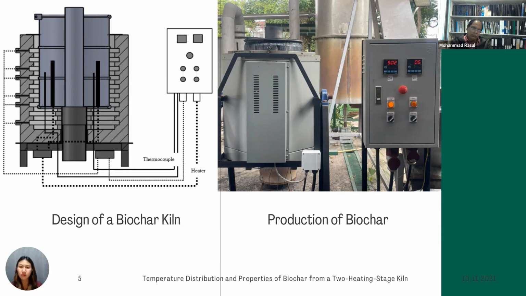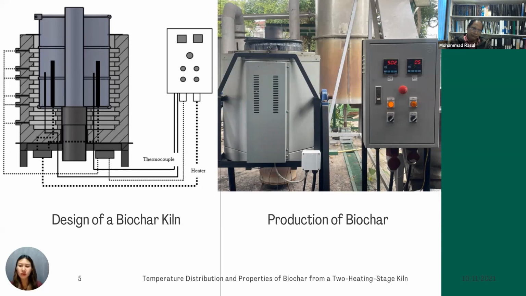The core was made of perforated carbon steel pipe with an inner diameter of 110 mm, a height of 610 mm, and a thickness of 2.5 mm. The electric heater of up to 15 kilowatt power was wrapped around the outer cylinder. Production of biochar: feedstock was loaded in the annular space of the biochar kiln around the core.